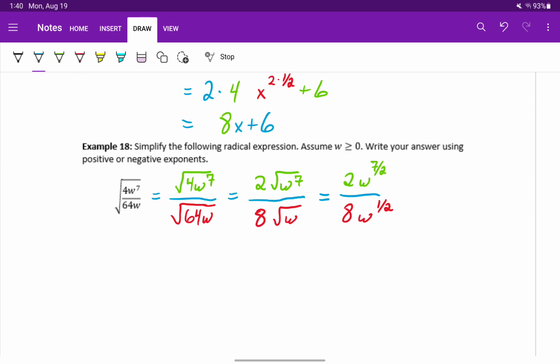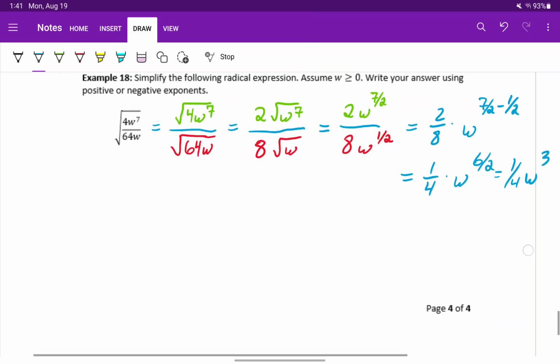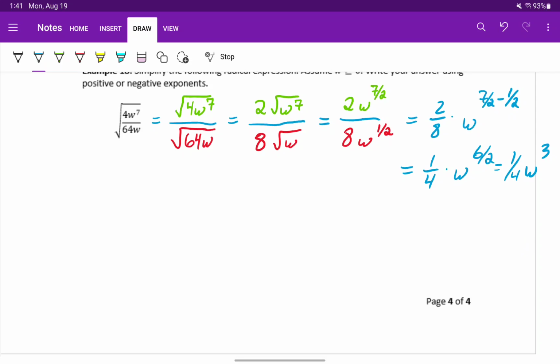And now to simplify those exponents, we would subtract, which would give us 2 over 8 times w to the 7/2 minus 1/2, which would reduce to 1/4 w to the 6/2, or 1/4 w cubed. That approach completely worked, got us to the right final answer, but required us to use a number of different properties. An alternate approach to this problem would be to change that very first step.